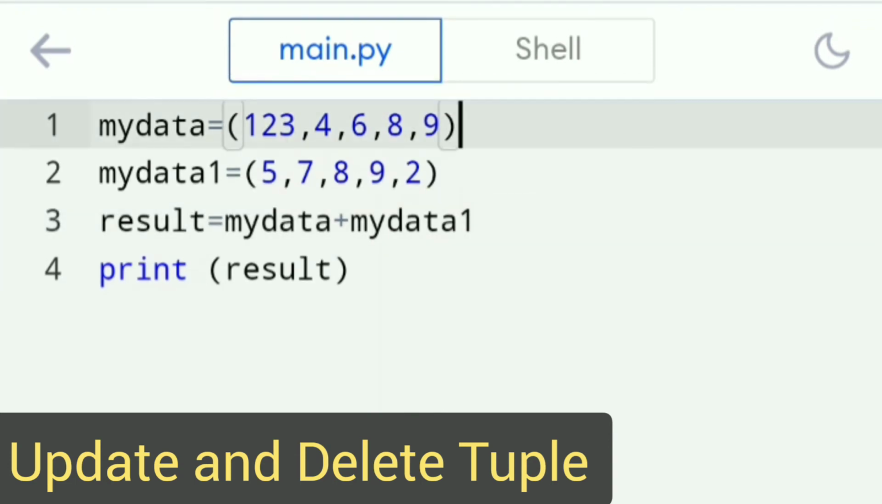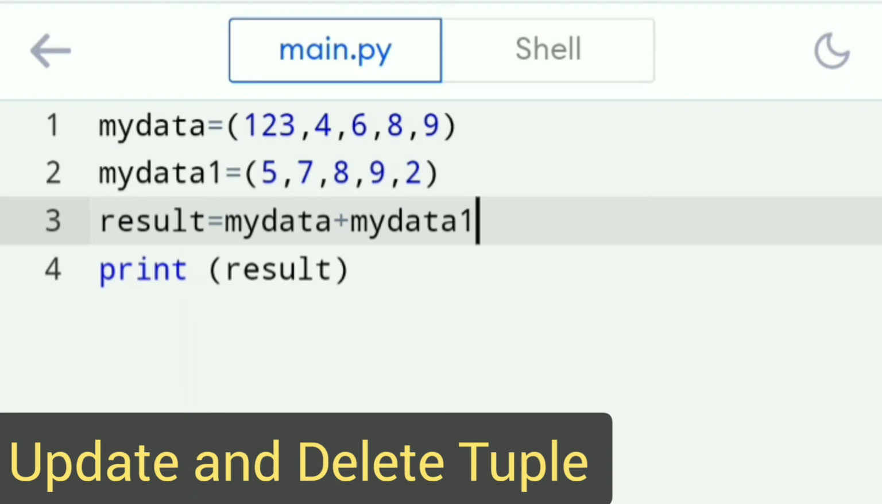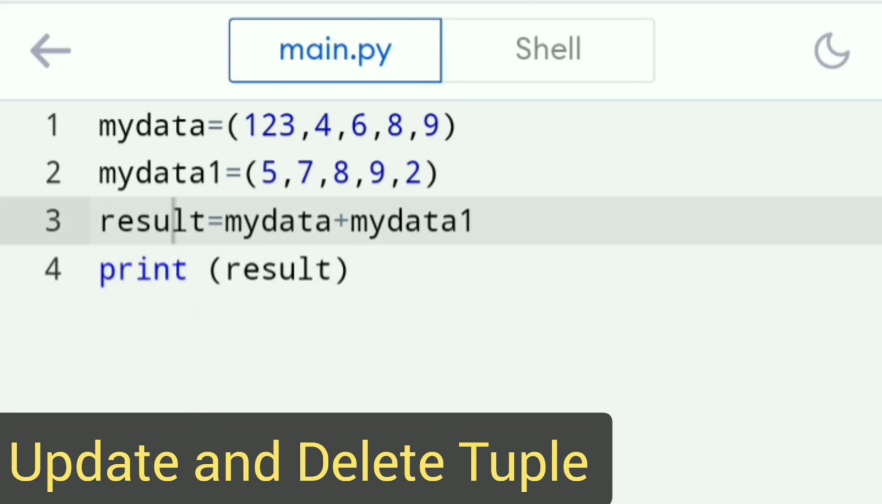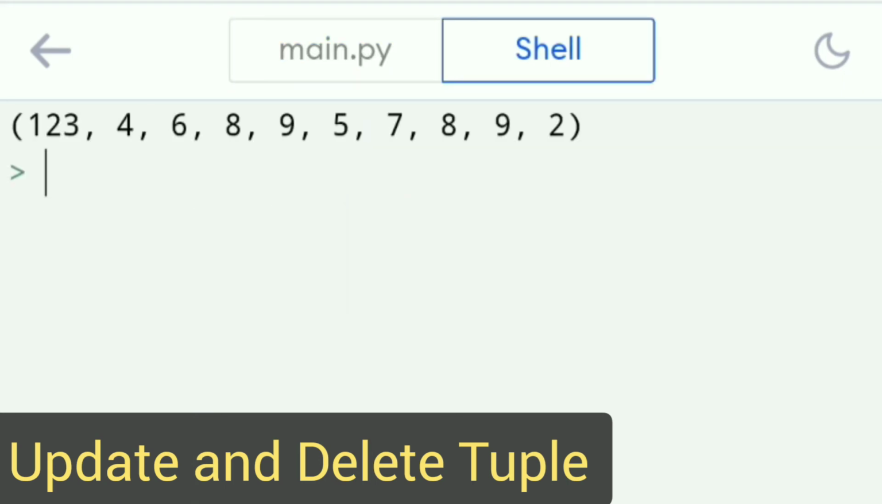First line is my data, that is the first tuple. Second line is my data 1, that is the second tuple. In the third line we have introduced another variable result, and we have added both the tuples, my data plus my data 1. So it is not going to do addition. It is going to join both the tuples and it stores all the elements in the result variable. So that is what we are going to print now. Let's see the output. Look at the output.